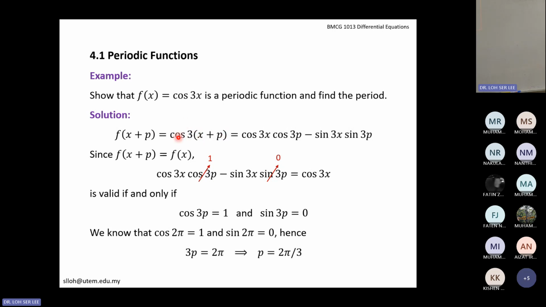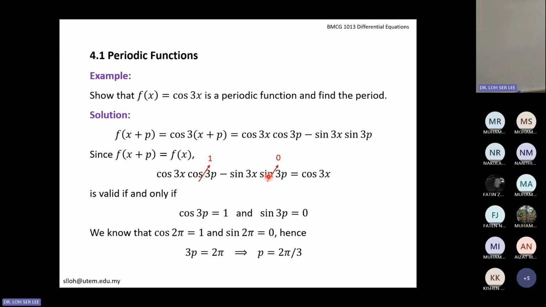So we can use the identity, cos(a plus b) equals cos a cos b minus sin a sin b. You use the identity to expand. And because this is a show question, we know that this is actually equal to f(x). Your f(x) is cos 3x, so we equate this to cos 3x.